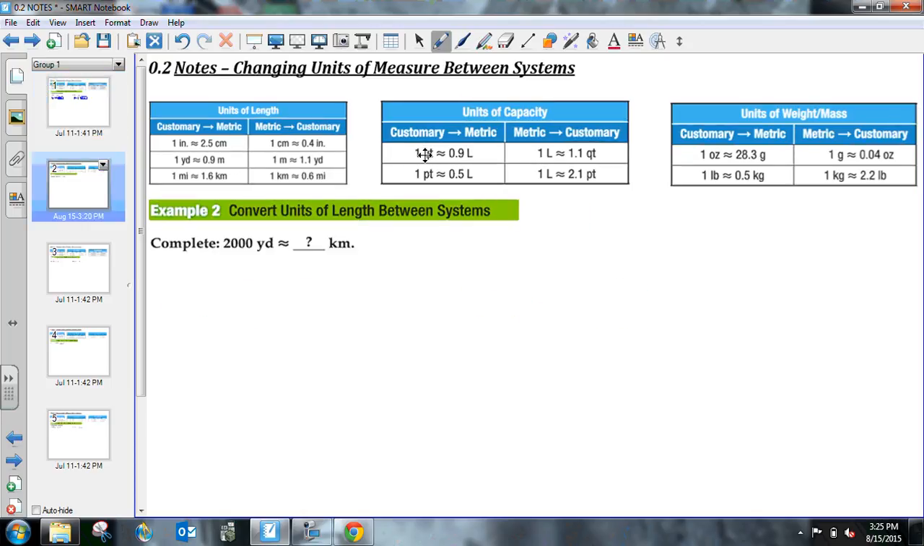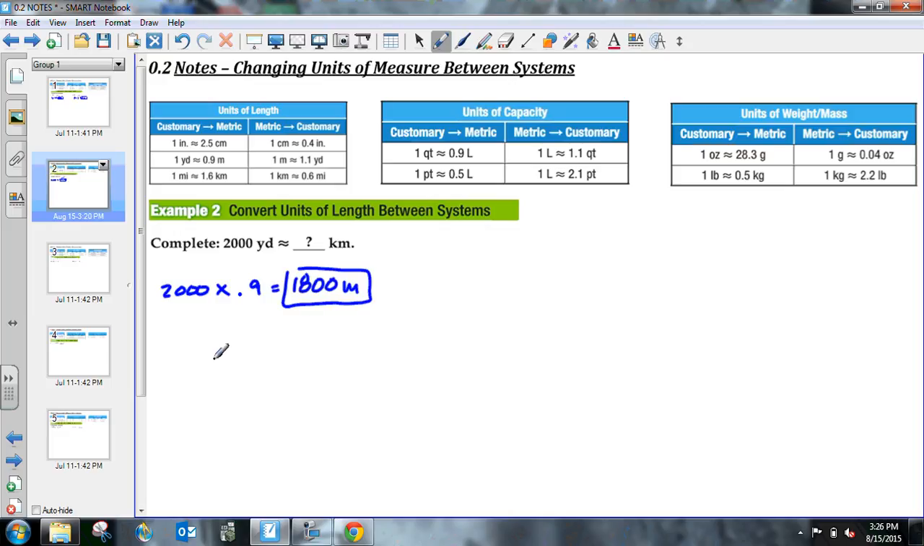Okay, let's take a look at example 2, which is a little bit interesting. If I have 2,000 yards, I want to know how many kilometers that is. The first thing I'm going to do is convert. I only have yards to meters here; it doesn't give me anything from yards to kilometers. So I'm going to first convert this into meters. I'm going to take 2,000 and multiply that by 0.9, and when I do that, I end up getting 1,800 meters.